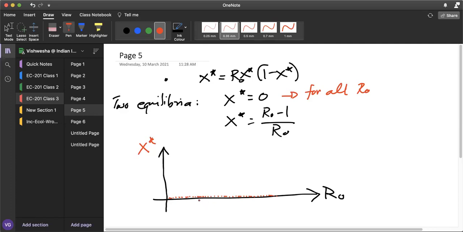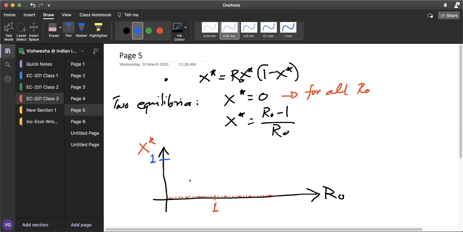That's one equilibrium. What's the other equilibrium? That's given by R0 minus 1 divided by R0. What happens to X star when R0 is less than 1? That will be a negative number, and negative population size has no biological meaning. Therefore, I must look at this X star only when R0 is greater than 1. You all agree? So I will write 1 here. Before that, I won't even look at this. After that, I will plot R0 minus 1 divided by R0. What's the maximum value that X star can take? 1.